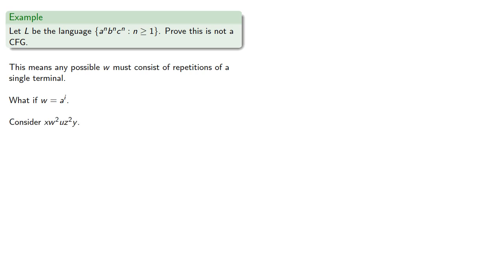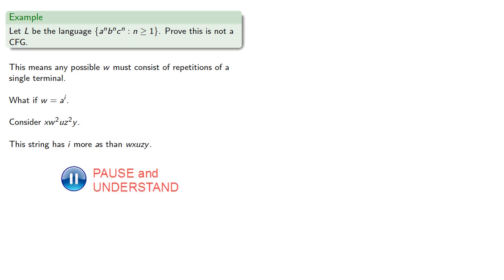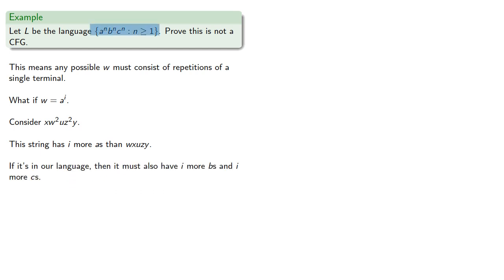So now consider our pumped string. This string has i more a's than our original because we've added this w string. If it's in our language, then it must also have i more b's and i more c's. But the only difference is this additional string z. And so if w is i a's, then z is i b's followed by i c's.